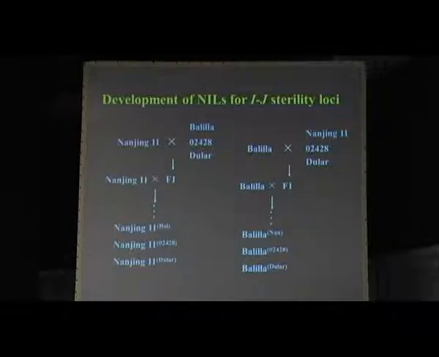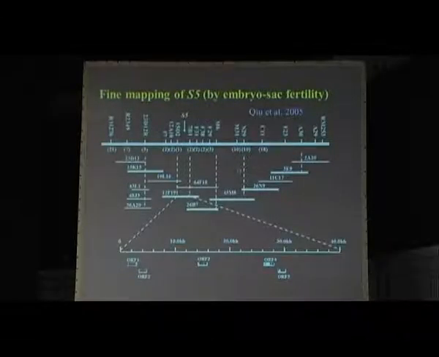Then we developed near-isogenic lines by introgressing this fragment from different varieties into different backgrounds. In Nanjing 11, which is a typical Indica, we introgressed ones from Japonica and ones from wide compatibility. Also ones into the Balilla background, which is a typical Japonica variety. With a number of crosses and backcrosses, we got near-isogenic lines. Finally, we were able to map the behavior to a chromosome segment 40 kb long, containing 5 open reading frames.